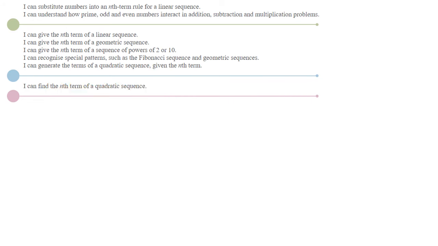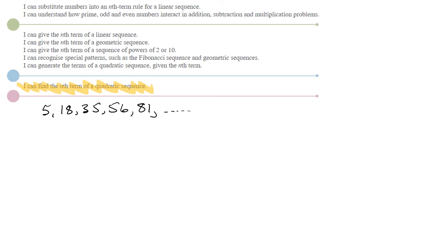So one more example of this, finding the nth term rule for a quadratic sequence. This time the sequence is, we'll start with 5, 18, 35, 56, 81, and we'll stop there, and it carries on like that.